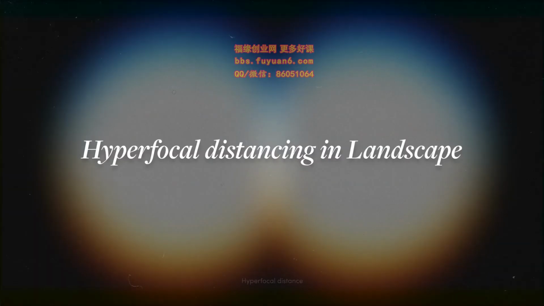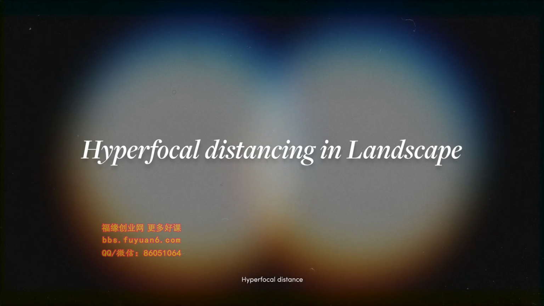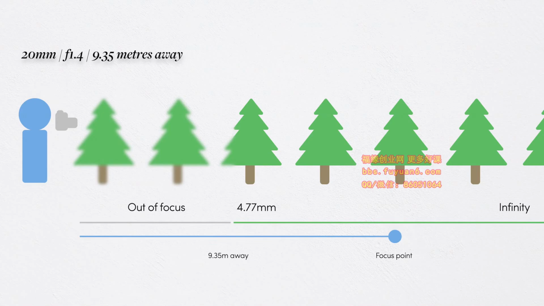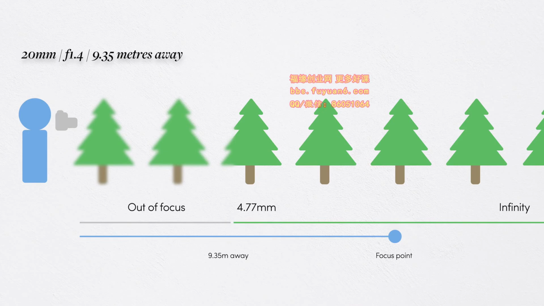Now, another example of using hyperfocal distancing is in landscape photography. So let's go back to our previous example with the settings of f1.4 on a 20mm lens. If you are shooting a distant mountain, then you know that that mountain is going to be 100% at least 9.35 meters away from you, meaning that if you focus on it, then it and all the other mountains behind it will be in focus as well.